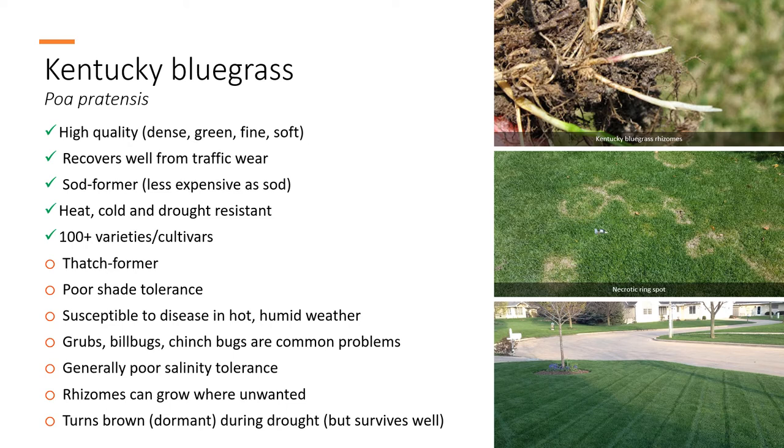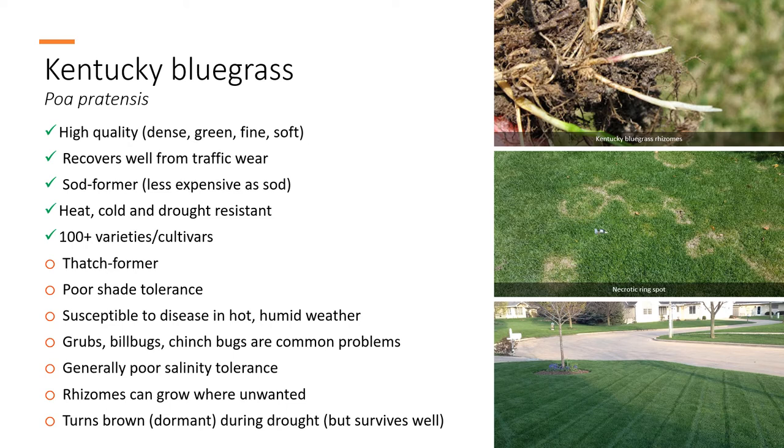But it's not a perfect grass. It forms something called thatch, which is an organic layer that forms on the soil surface, and it doesn't hold water well. And after a while, the grass starts to root in that thatch layer. So we have to manage thatch in bluegrass lawns.